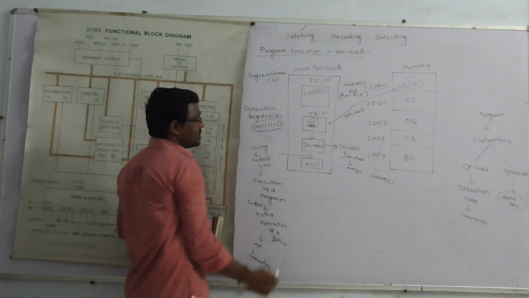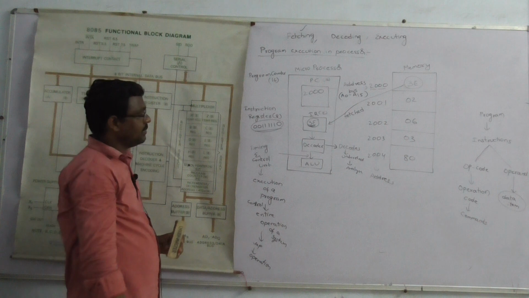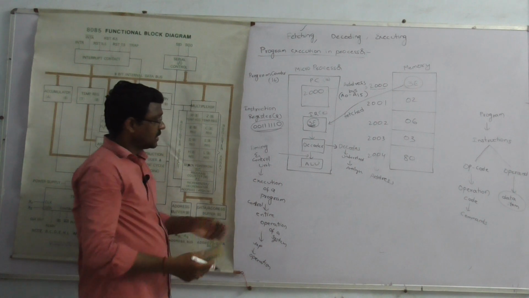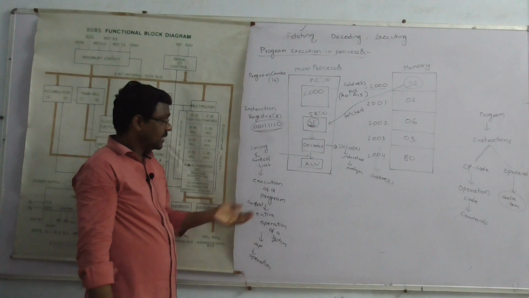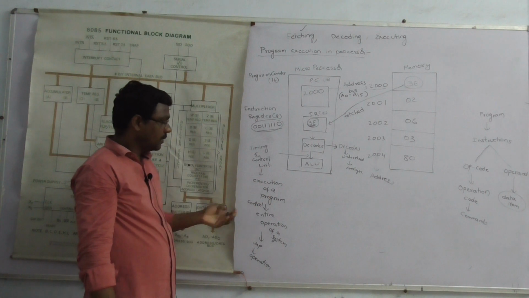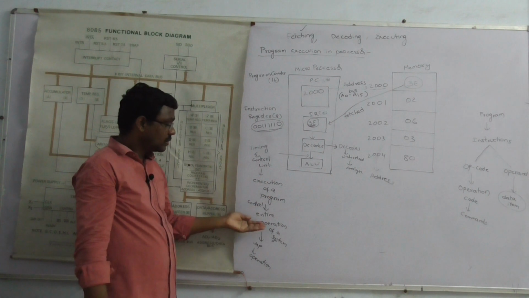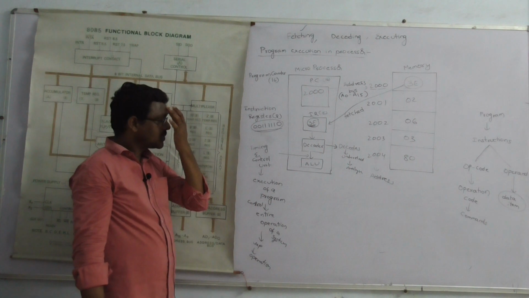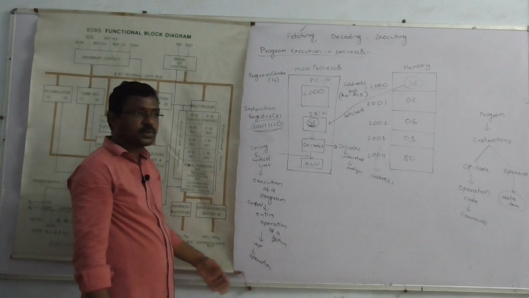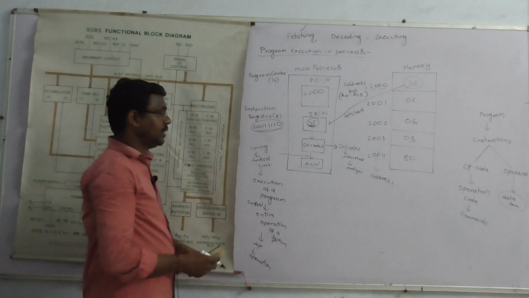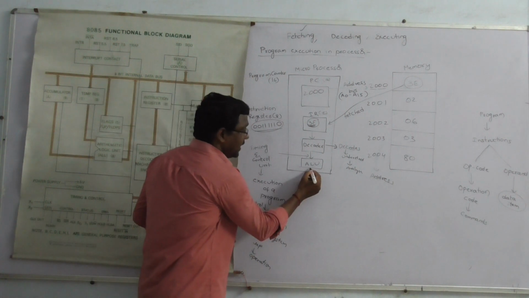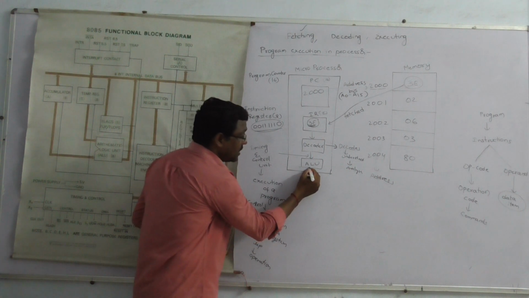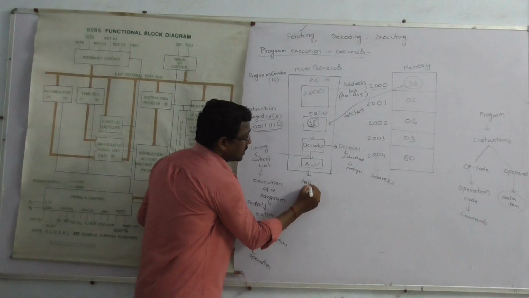Then next, the timing and control signals are generated for the execution of the program. They can control the entire operation of the system. The timing and control signals are provided to the microprocessor so it can do the operation. Next, we go to the ALU, which means arithmetic logic unit.